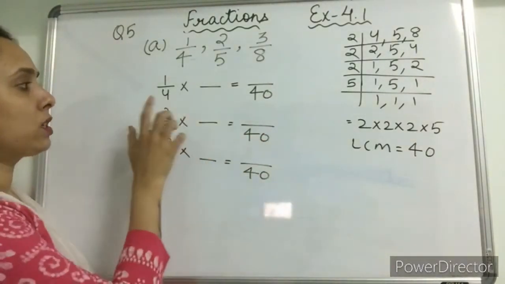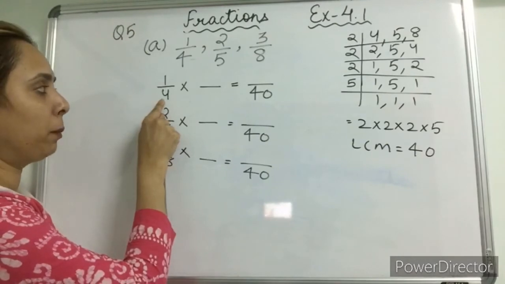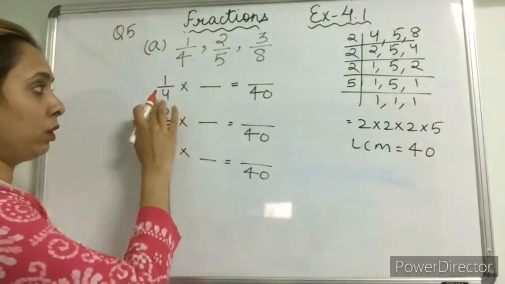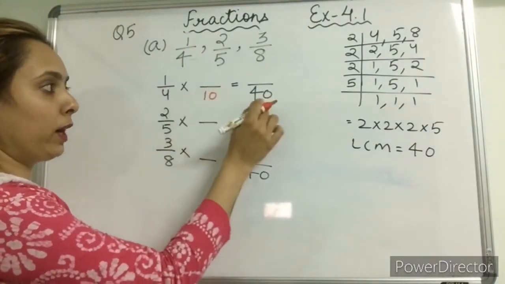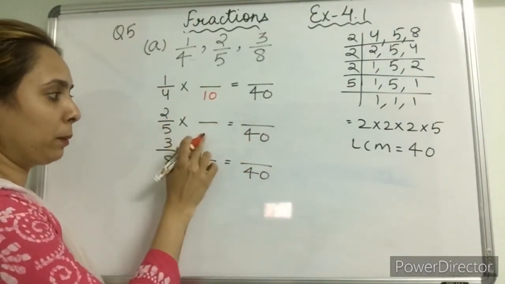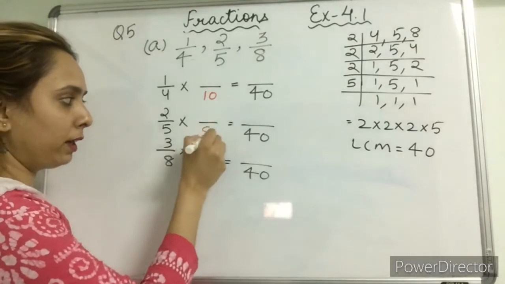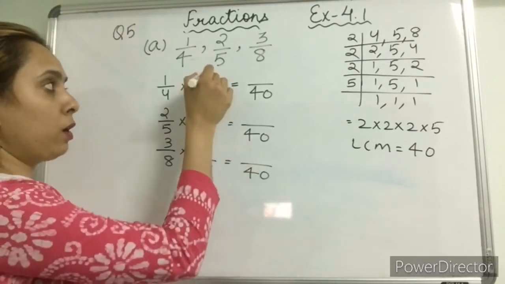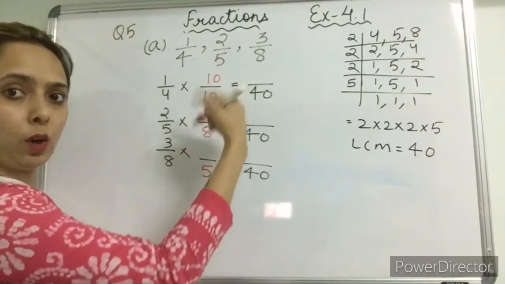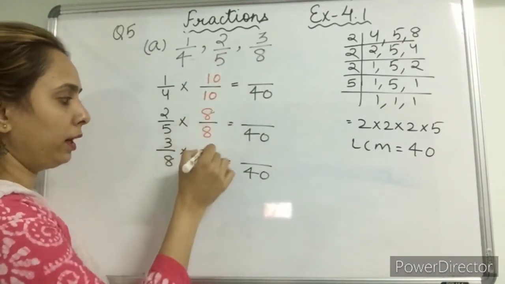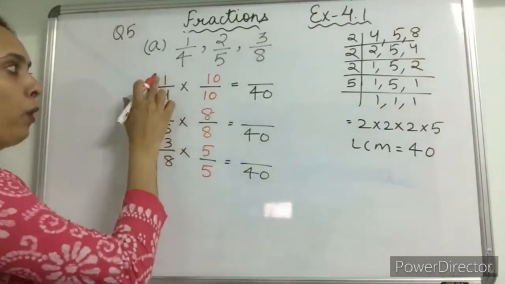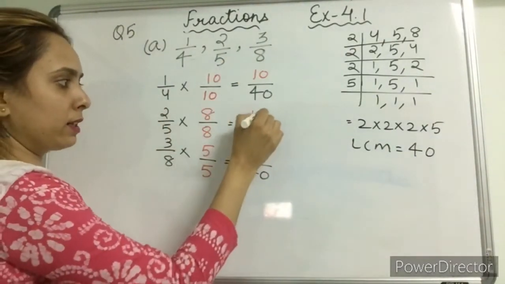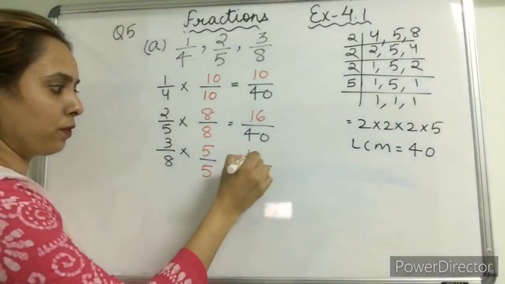So now I will check with which number I will multiply this 4 to get 40. I will multiply this 4 with 10 to get 40. With which number I will multiply this 5 to get 40? 8. With which number I will multiply this 8 to get 40? 5. Now copy the numerator according to the denominators. So here 8, 8 and here 5. Now 1 10s are 10, 2 8s are 16 and 3 5s are 15.